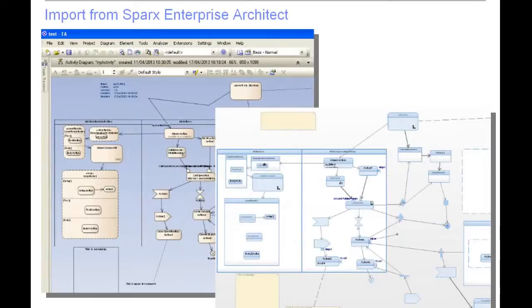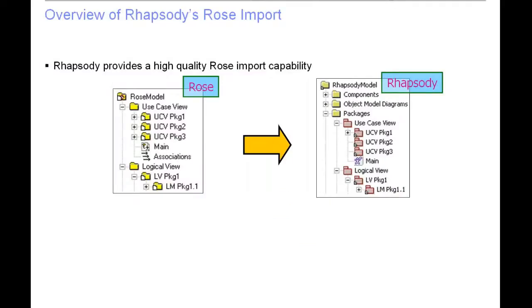But moving on, here's just another example of a diagram coming in. You can see that this kind of diagram, this activity diagram, is brought into Rhapsody. It's a complicated activity diagram, and you can see it was rendered in Rhapsody.